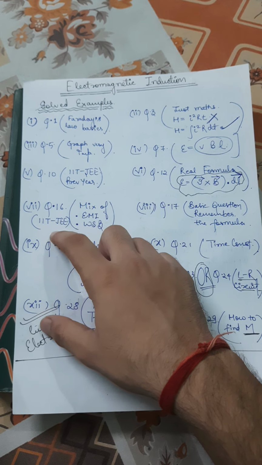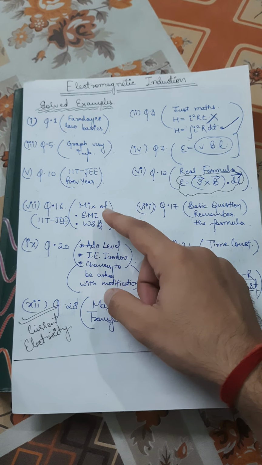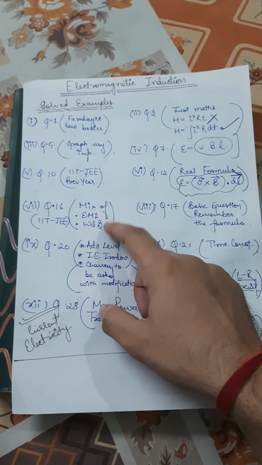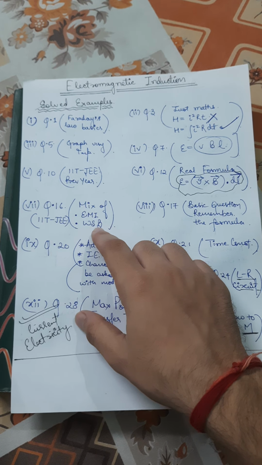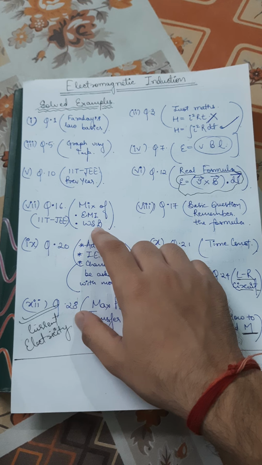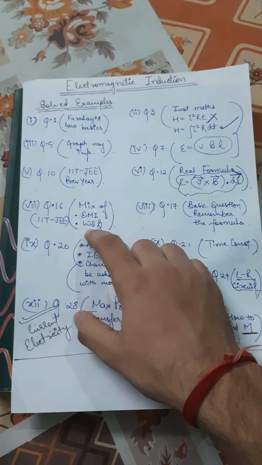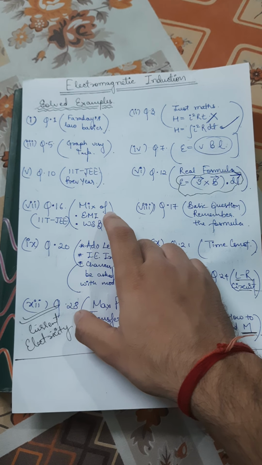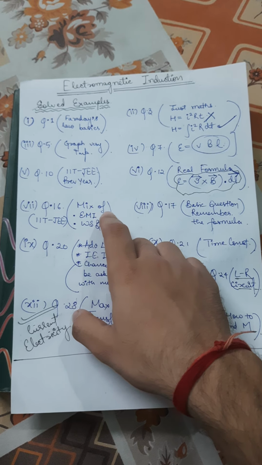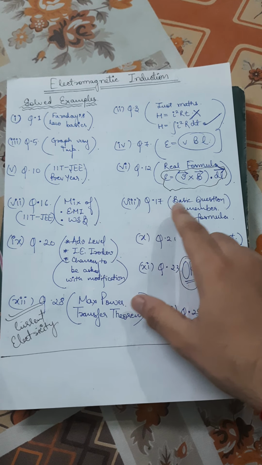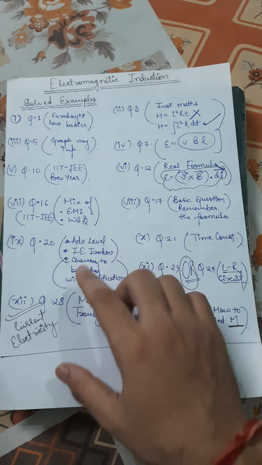Question number 16 is an IIT JEE question. It is a mix of electromagnetic induction and the Wheatstone bridge principle. Quite an easy question. On seeing it, it may look tough, but when you observe that it is a Wheatstone bridge, then you can calculate the equivalent resistance and then it will become a simple question of EMI. Question number 17, basic question. You should remember the formula.